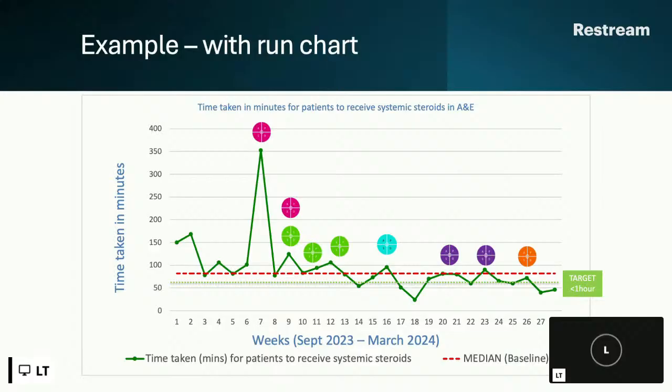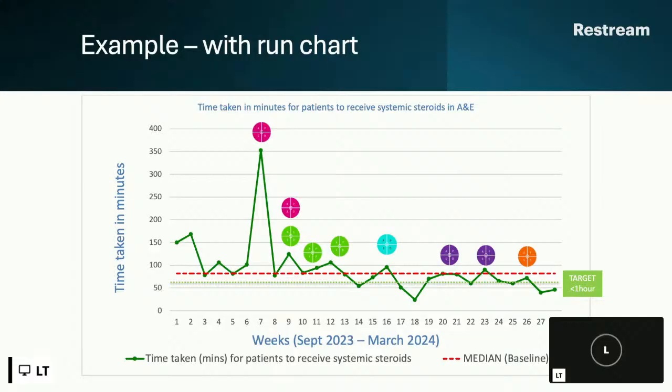And once I implemented my PDSA cycles, you can see all the round red and green markers. They are different PDSA cycles. They are either expansions or just the next PDSA cycles. I mark them on my chart, so I can see the effects of my PDSA cycles on the median time. You can see if it helps or doesn't help. You can see the target of less than an hour for steroids, and how over time it moves closer to the line of less than an hour.